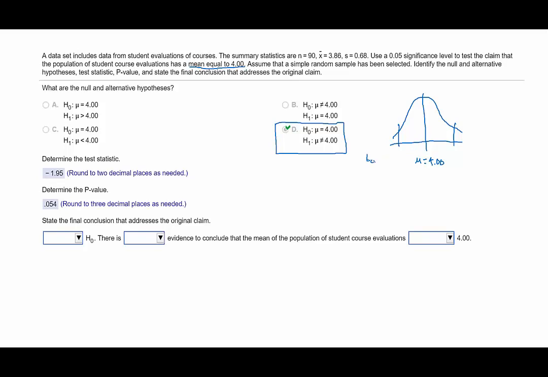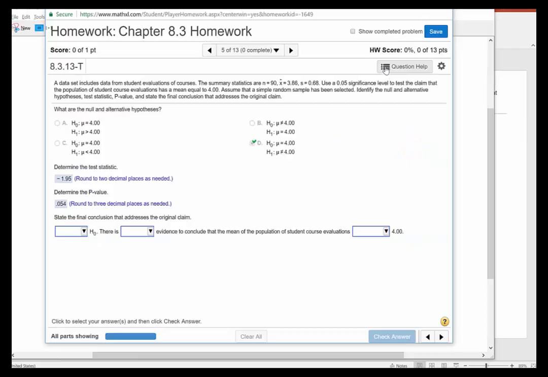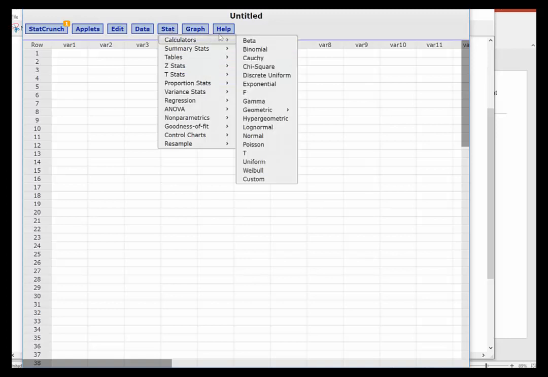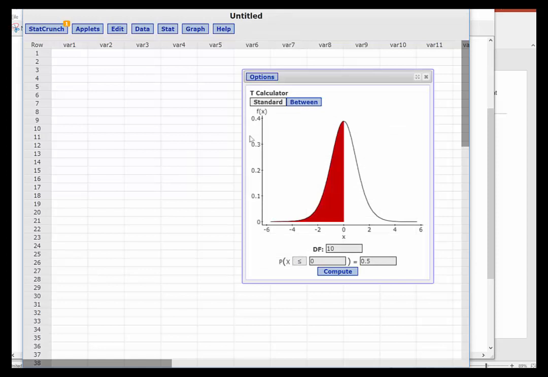We could find some critical values for this test. We're not asked to, but we can. And we would do that using StatCrunch. We would begin by pressing question help and then StatCrunch. We can find the critical value by pressing Stat, Calculators, T. This is a two-tailed test.